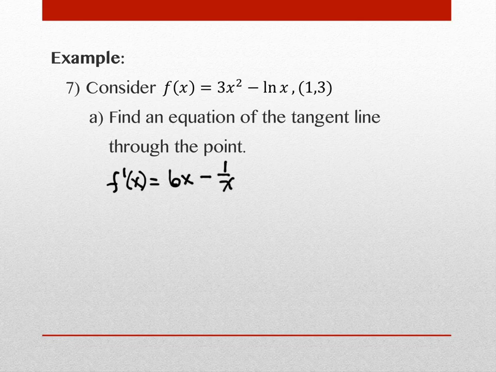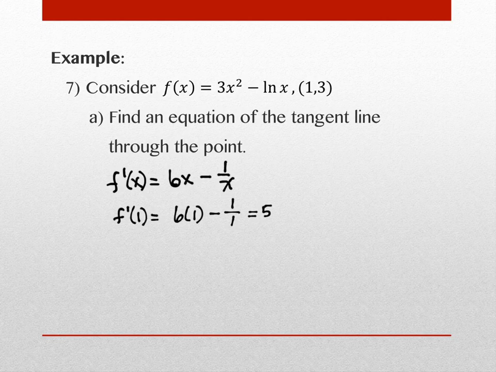Six x minus 1 over x. You were expecting something more exciting, I know. It's very boring compared to what we're doing. This is great. This is going to give me my slope after I evaluate at the point they gave me. They gave me the point (1, 3), right? So I need to evaluate this at the x value of 1. So 6 times 1 minus 1 over 1, which gives me 5.